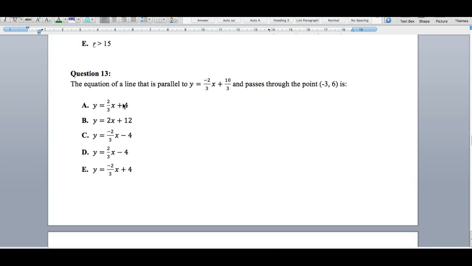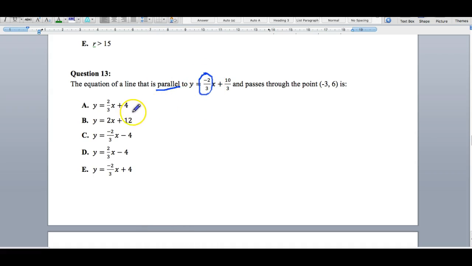Okay, question 13. The equation of a line that is parallel to y equals -2 on 3x plus 10 on 3 and passes through that point is, okay, so I'm going to get the pen out for this one. This is our gradient here. Now remember, with perpendicular and parallel lines, we always look at the gradient. And we want it to be parallel. So when two lines are parallel, they have the same gradient.